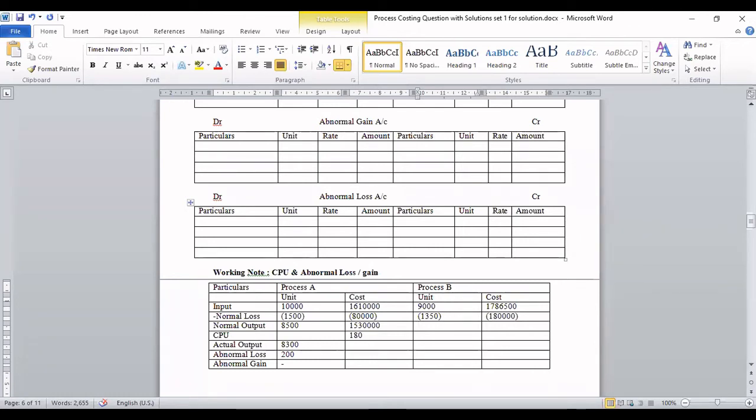7,800. Very good. That is the actual one. If you want, I'll record it here, since we need actual output also. That's not a problem. You just deduct the normal loss units from the input units. 7,650. Have you understood? Now tell me the amount also here. 17,86,500 minus 1,80,000 is 16,06,500. Are you sure, everyone? Just cross check. Now tell me, what cost per unit will we get?